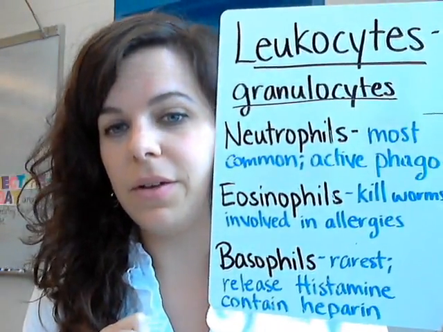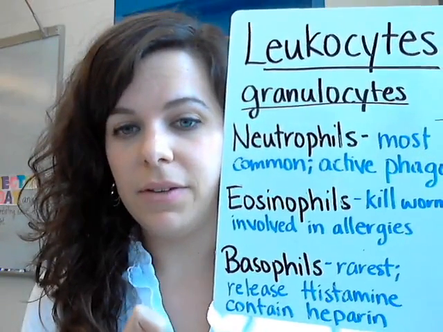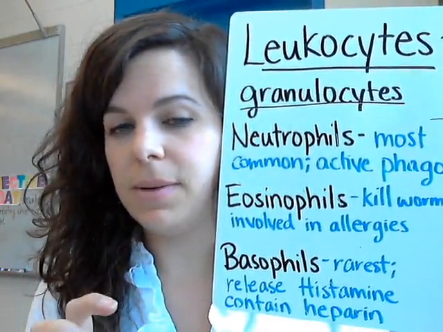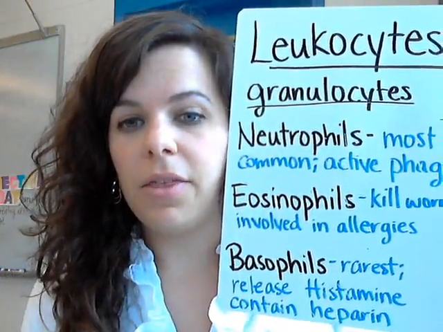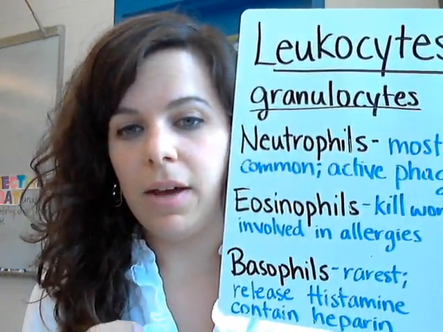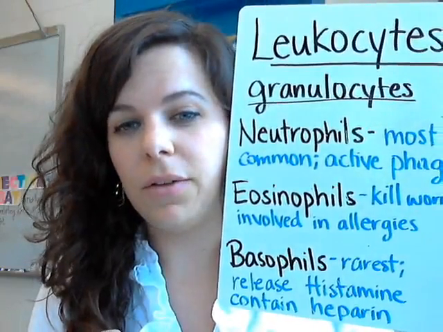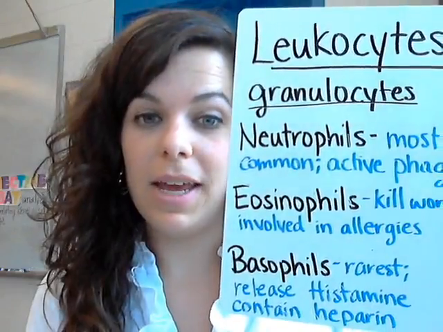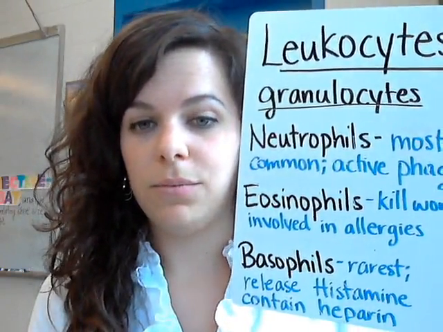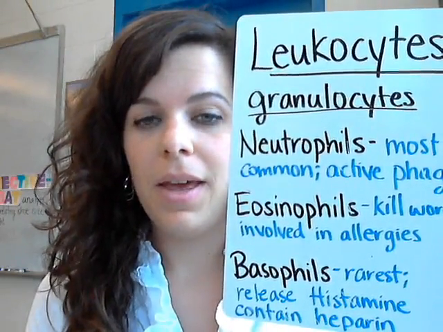And then basophils are the most rare. What basophils do is release histamine. And what histamine does is cause inflammation. So it makes all the other white blood cells come to the area where they're needed. And basophils also contain heparin, which is an anti-clotting chemical. You can actually take heparin as a drug if you need your blood to not clot.